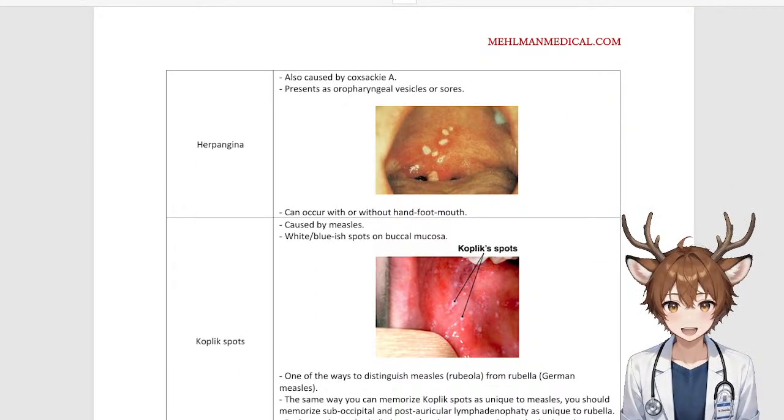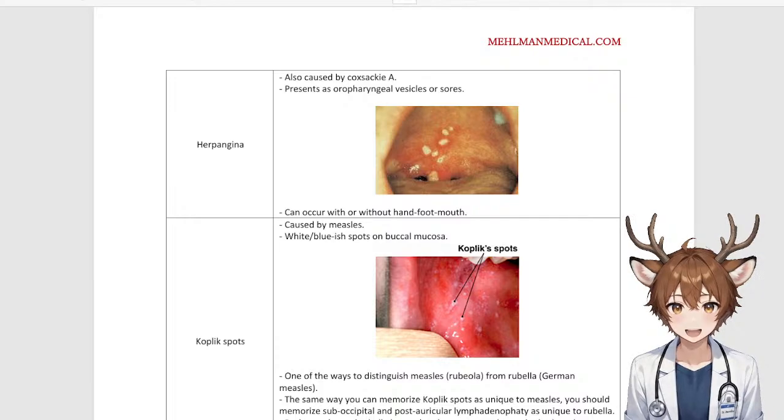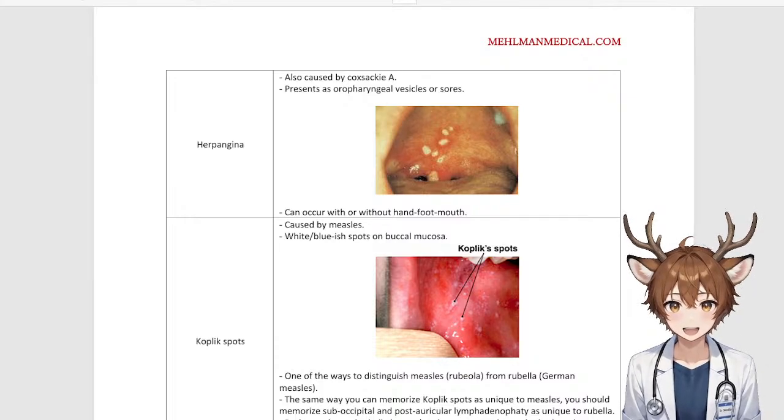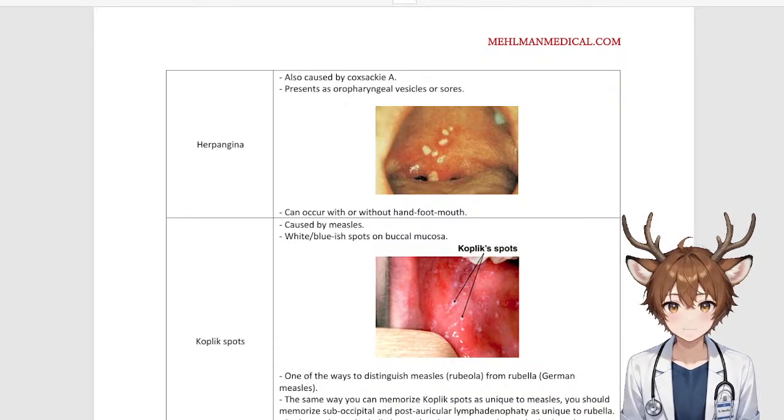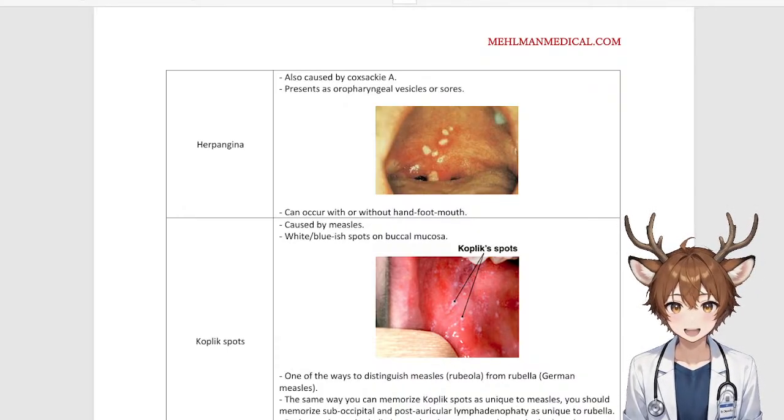Herpangina, also caused by Coxsackie virus A, presents as oropharyngeal vesicles or sores. And you can see that right there in the picture. Can occur with or without hand, foot, mouth. So you can have herpangina without necessarily getting hand, foot, mouth disease.